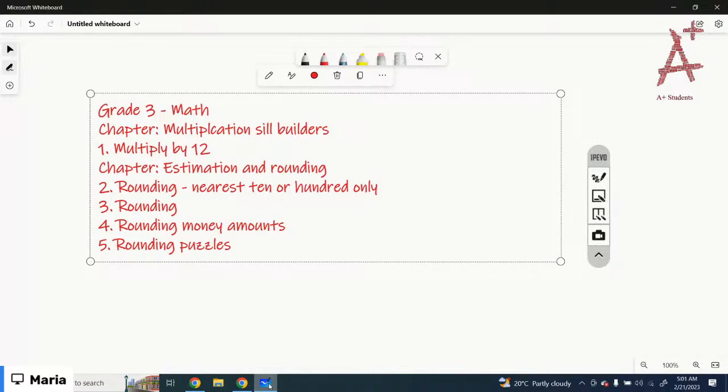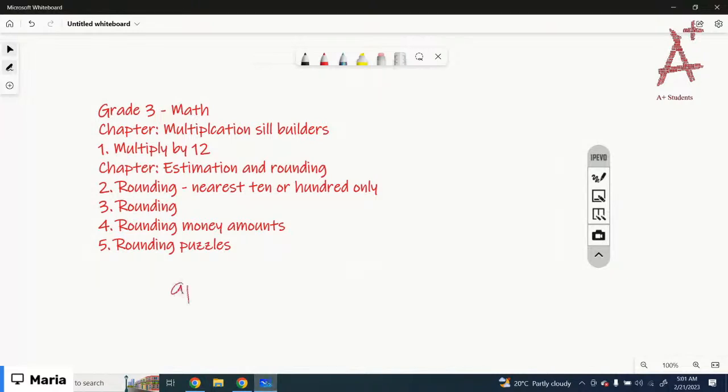So we're going to start with grade 3 maths. You can find all the lessons on aplusstudents.com. You have to log in there using your email address and password as provided by the administrator. Then you have to select math from the subject tab. Scroll down to grade 3 maths and then click on your lessons. There you can find a list of the chapters.